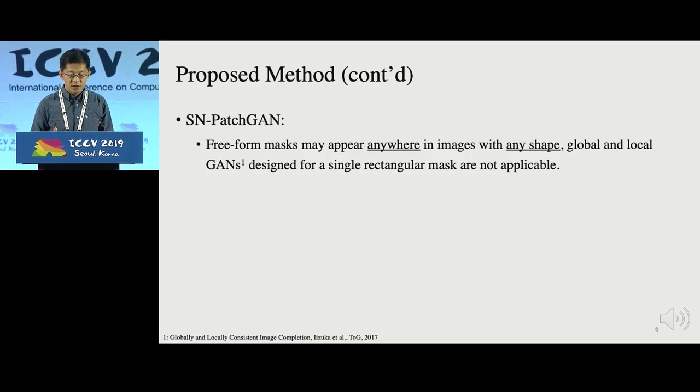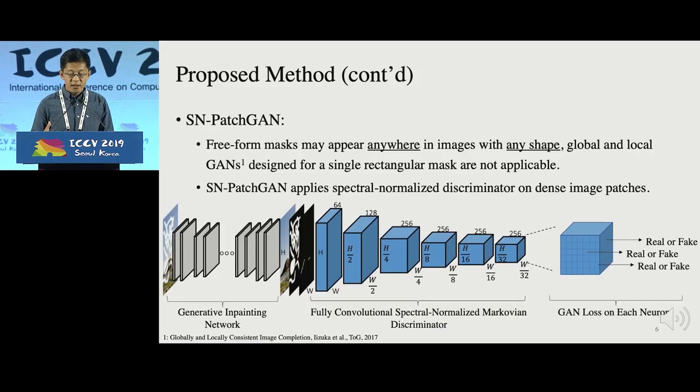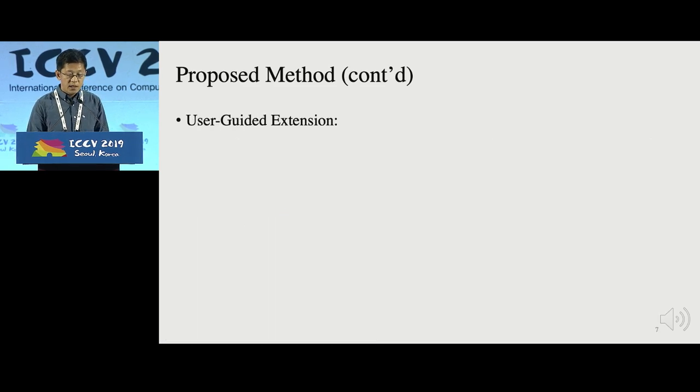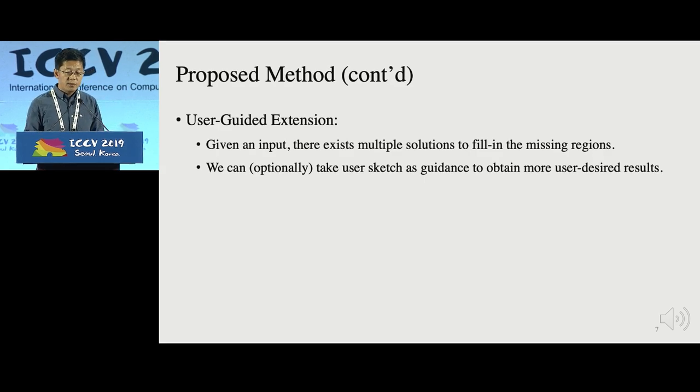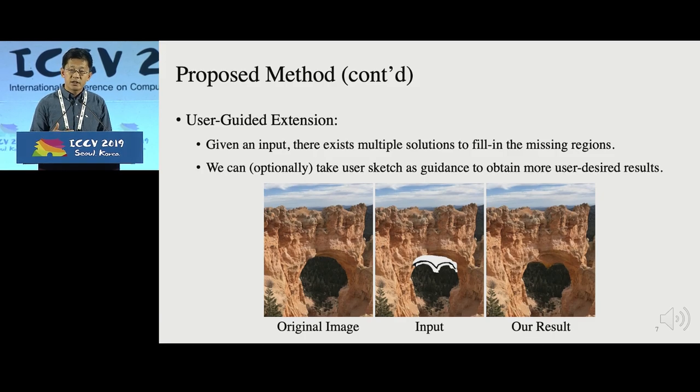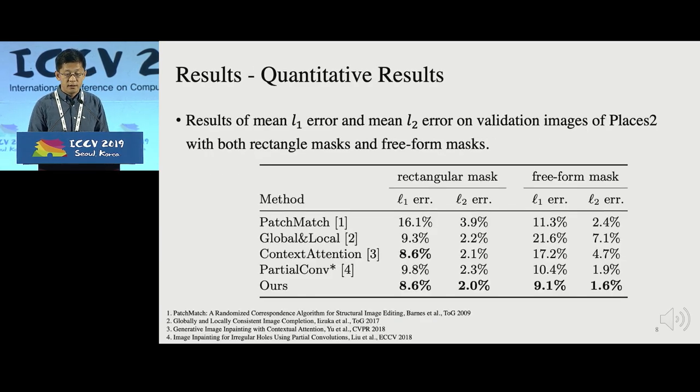Our second idea is on the discriminator side. Instead of applying a single GAN on the whole image, we apply this spectral normalized GAN discriminator on every single patch to reduce the artifacts. Our third idea is about adding a user-guided extension to the inpainting system. In addition to the specified missing regions in the image, we can optionally allow users to draw a sketch to make the inpainting result follow the user input. For example, in this beautiful picture of an arch, the user can draw this heart-shaped sketch in the middle. We can generate a result as shown on the right.